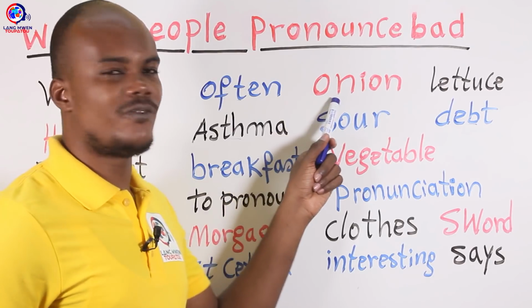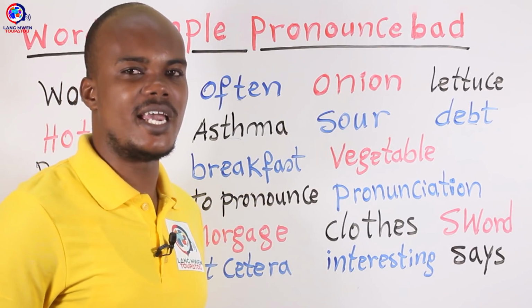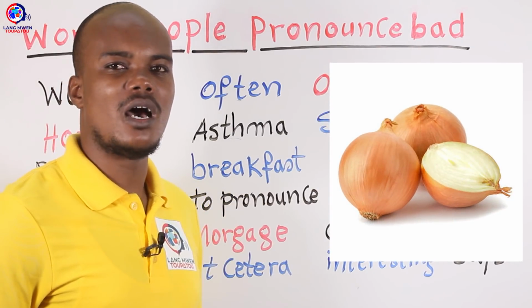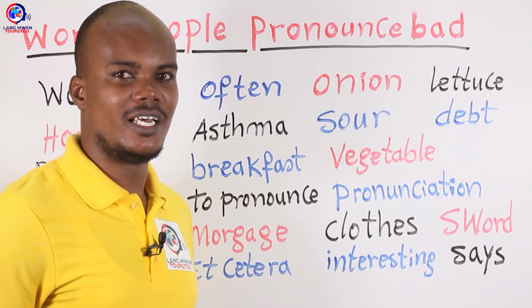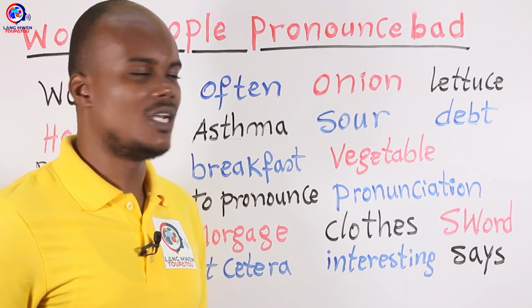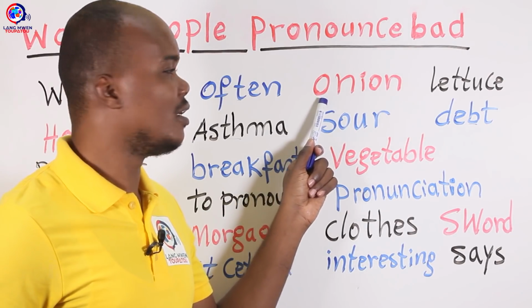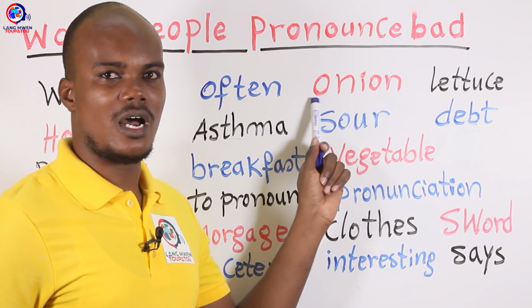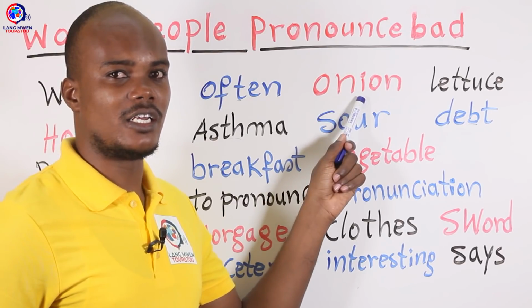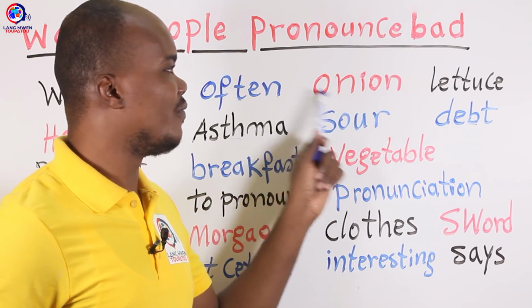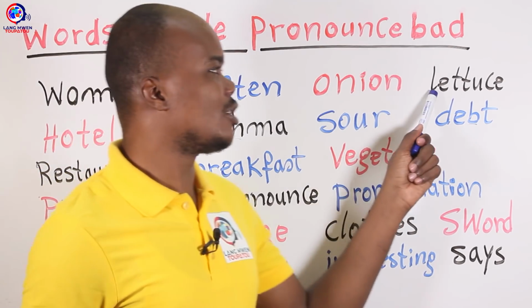Good. And for this word, you say onion. You can put onion in the sauce. Onion. You say onion. Okay, good. You pronounce that, you say onion. Very good. And what about this word?